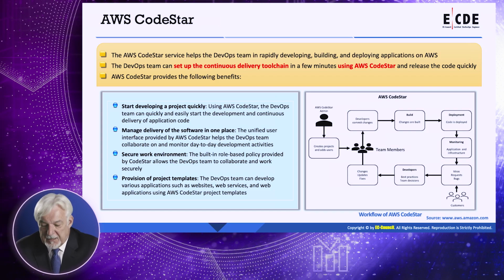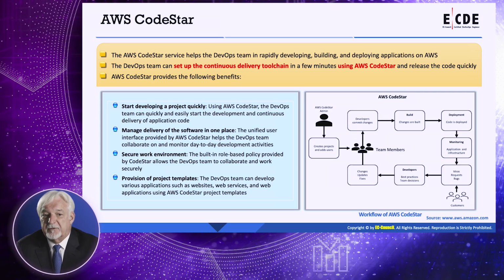The next piece that AWS provides is CodeStar. The CodeStar service helps the DevOps team in rapidly developing, building, and deploying applications on AWS. It can set up the continuous delivery toolchain in a few minutes using AWS CodeStar and release the code quickly. It provides the following benefits. You can start developing a project quickly. Using AWS CodeStar, the DevOps team can quickly and easily start the development and continuous delivery of application code. You can manage delivery of the software in one piece.